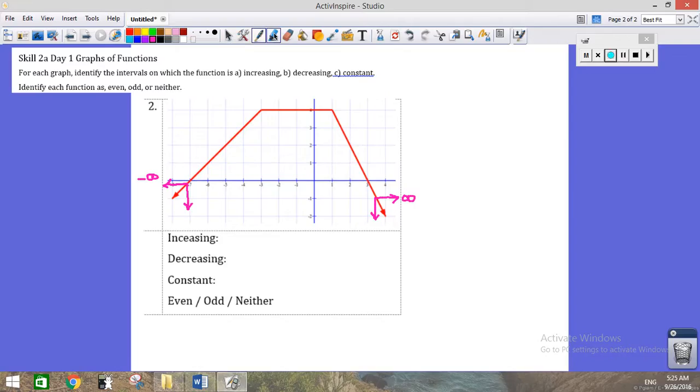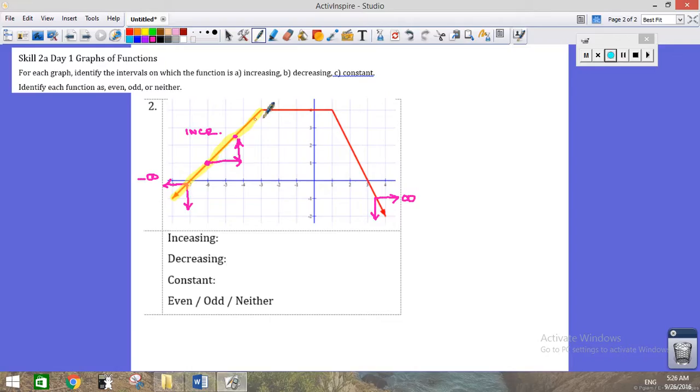So the function is increasing if when x increases, y also increases. As I move from left to right, the x's are increasing. Okay, so as I move from left to right, what's happening to the y coordinates? Pick any 2 points in this yellow shaded region, and you see that as x increases, y also increases. So on this portion of the graph, we say that the function is increasing.